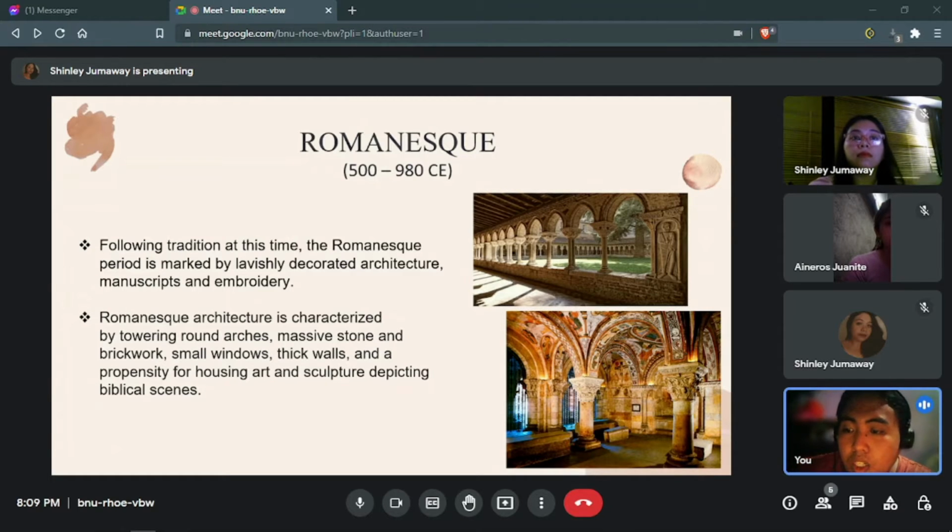Romanesque architecture is characterized by towering round arches, massive stone and brickwork, small windows, thick walls, and a propensity for housing art and sculpture depicting biblical scenes. Those architectures were characterized so because their churches had to be larger during this time than previous ones in order to accommodate increased numbers of priests and monks, and allow access to pilgrims who wished to view the saints' relics kept in the churches. Okay, next.